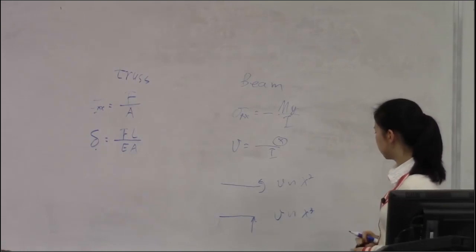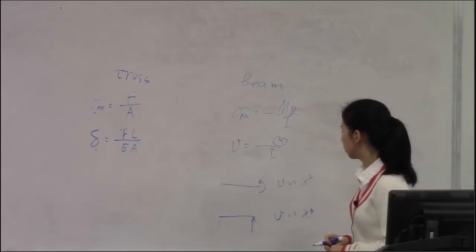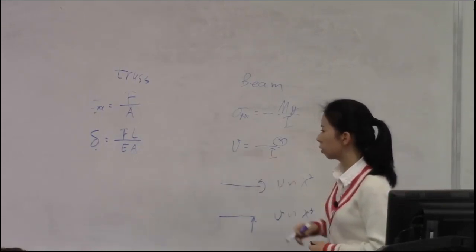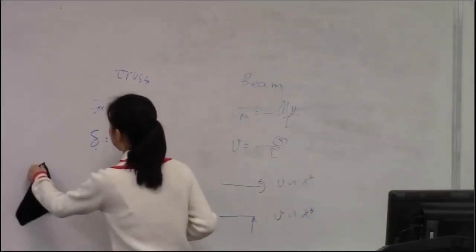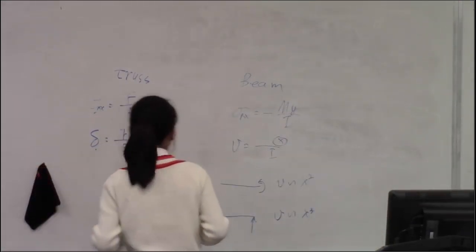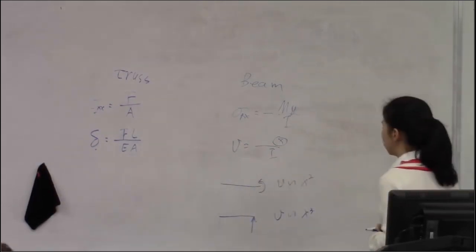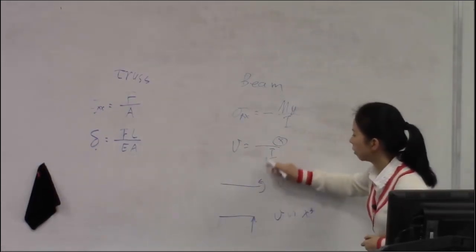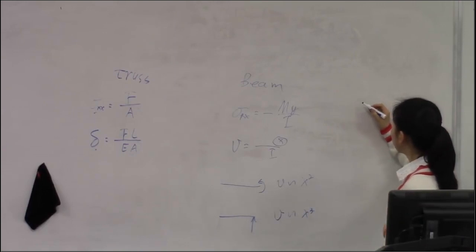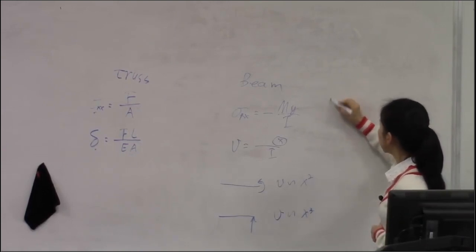What is the symbol you're using for deflection? Is it a V? Okay. Normally in FEA we use U as the displacement in the x direction and V as the displacement in the y direction. So this V is the deflection, the displacement in the y direction.